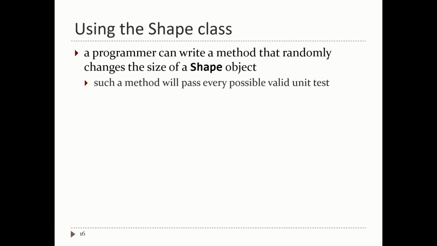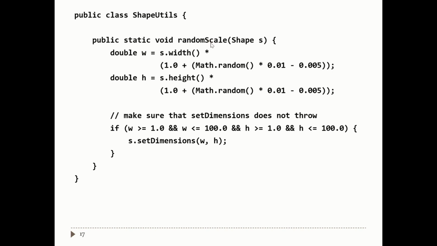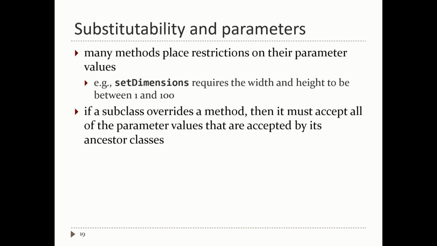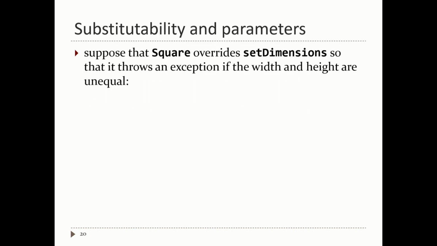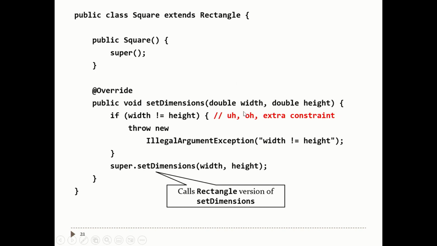Because random scale doesn't throw an exception. It put in a condition here explicitly to prevent an exception from being thrown. But now it throws an exception. So someone's code, whoever wrote random scale, that was written using the superclass contracts, now breaks when you pass it a subclass object. So whoever wrote the square class just managed to break someone else's method. So you cannot add an extra precondition or extra preconditions on a method.